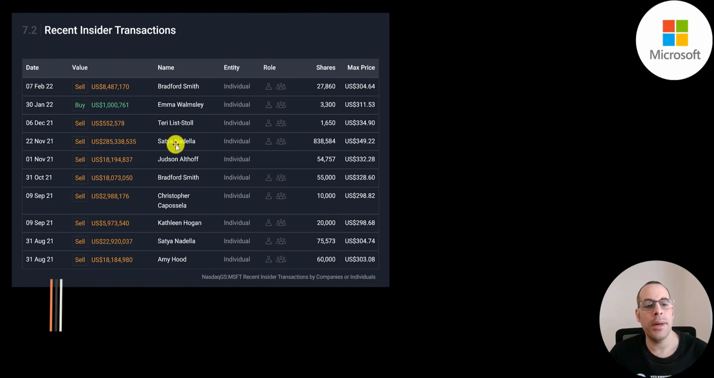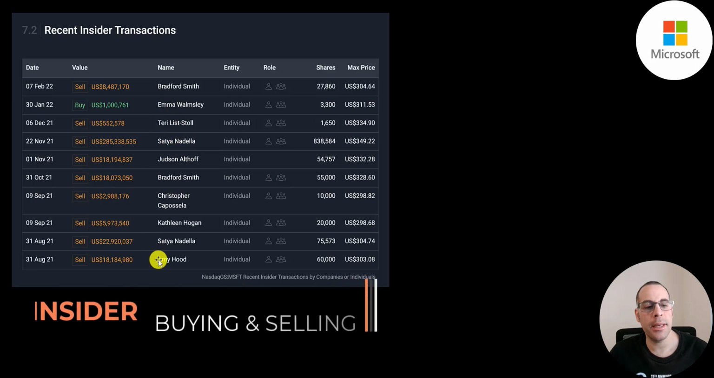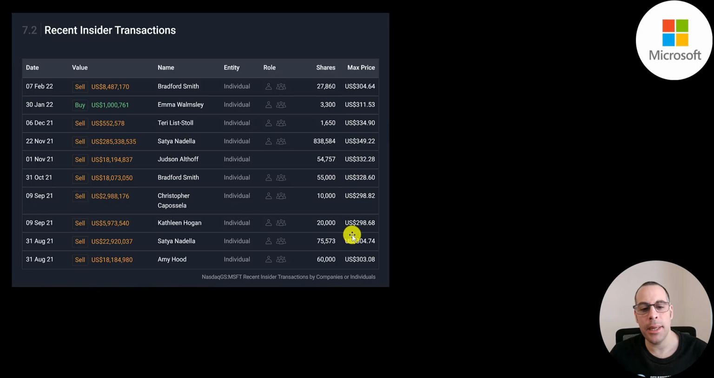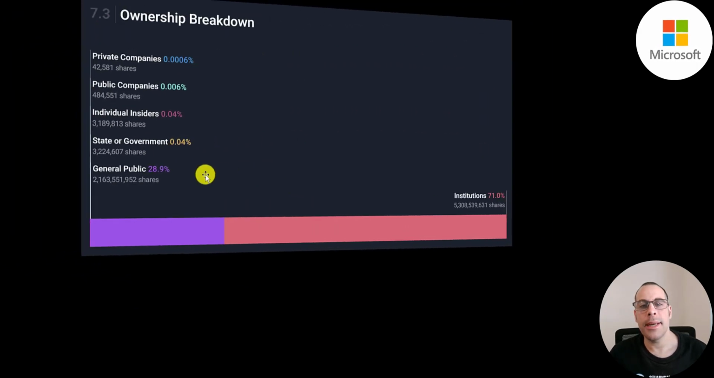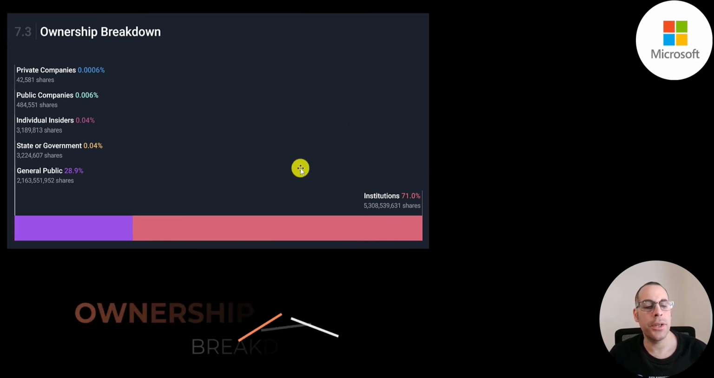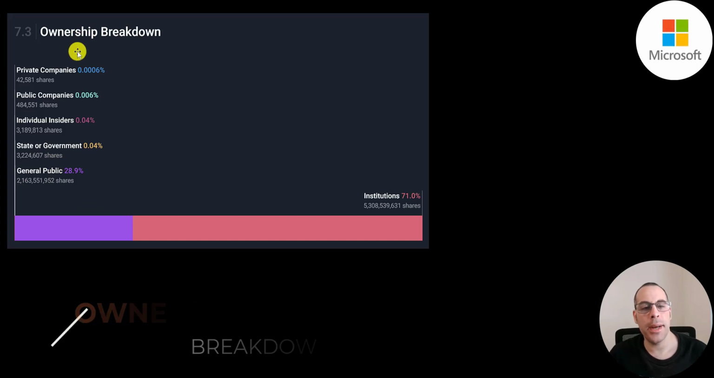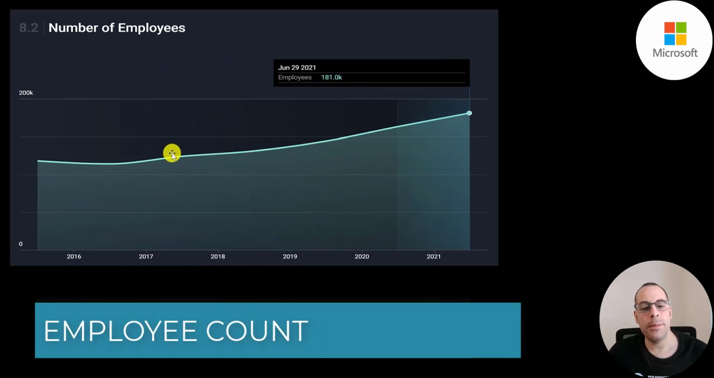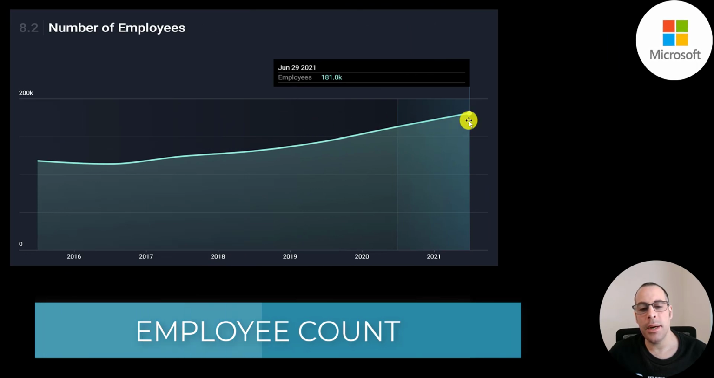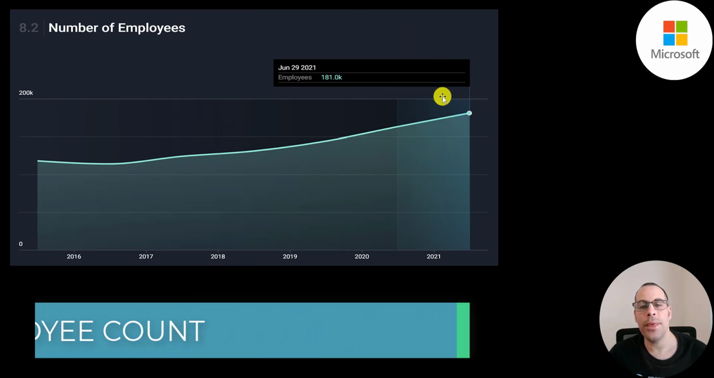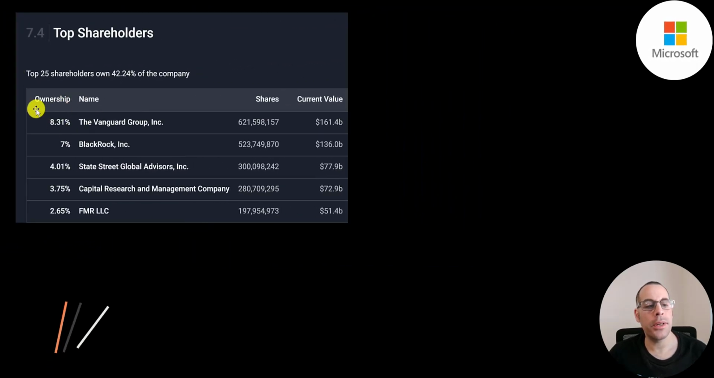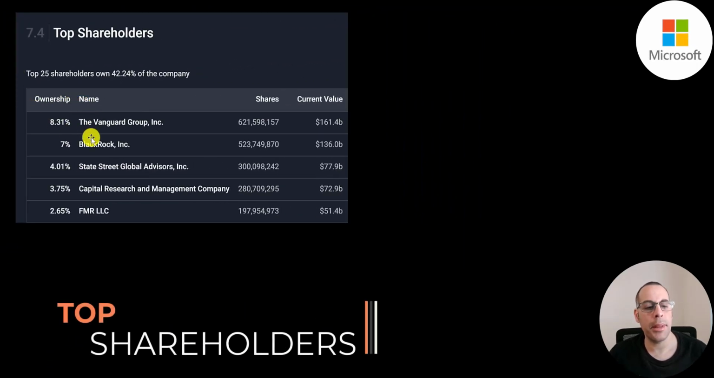In the past 12 months, there's been mostly insider selling, only one buy. I'm sure all these people that sold are really happy, because most of them are around 300. Some are a lot more than 300. 71% of the companies held by institutions, 29% by the general public, and a small percentage by other entities. Their employee count seems to go up little by little every single year. They currently employ 181,000 people. The biggest shareholder is Vanguard at 8.3%, then BlackRock, State Street, Capital Research, and Fidelity.